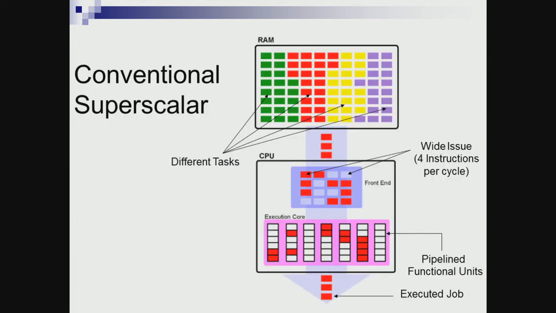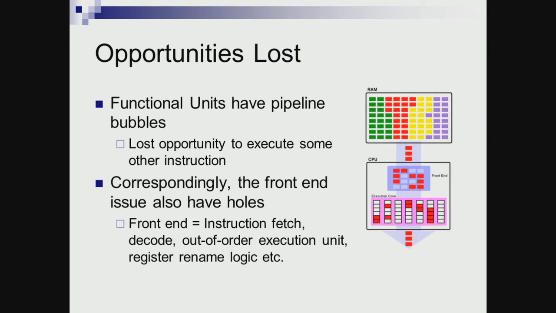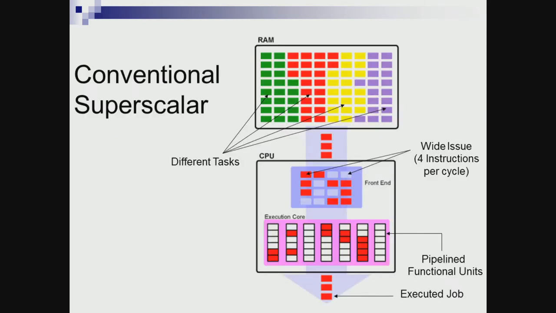A conventional superscalar, as we had seen, takes one red program, executes it and finishes. If I do that, as you see in this slide, as I move the mouse on top of it, there are many white slots here, and these units are underutilized.